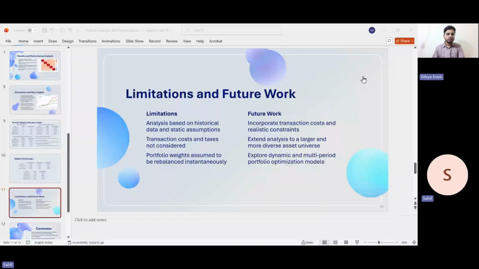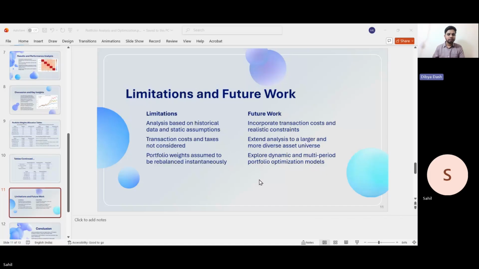Next is limitations and future work. Before concluding, it's important to acknowledge the limitations of our analysis. The model has a few limitations. It relies on historical data and fixed assumptions, so it may miss sudden market shifts. It also ignores transaction costs and taxes, which means real world results could differ. And it assumes instant rebalancing, something that rarely happens in practice.